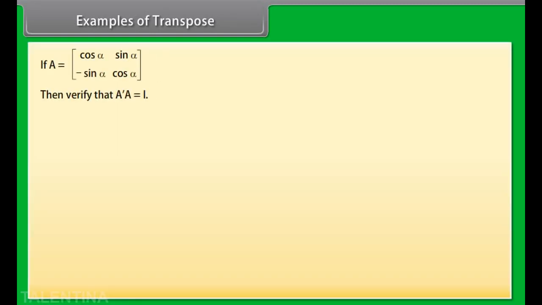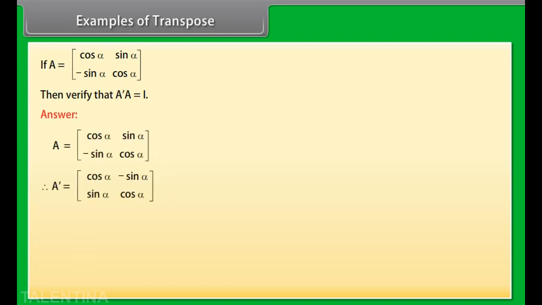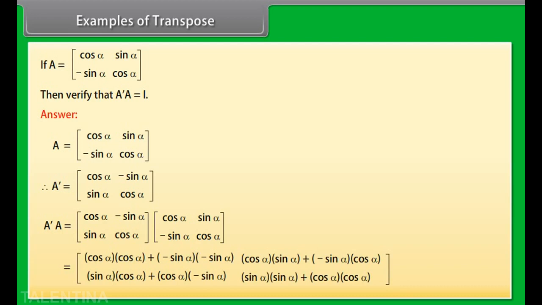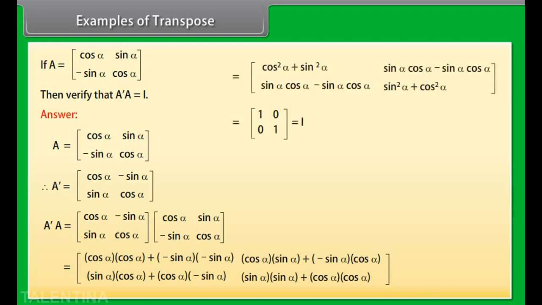Examples of transpose. If A is given, then verify that transpose of matrix A into matrix A is identity matrix. A is given, therefore its transpose A dash is the matrix with first row cos alpha, minus sin alpha, second row sin alpha, cos alpha. Multiplying A transpose and A and solving, we get A transpose A is equal to identity matrix, hence verified.